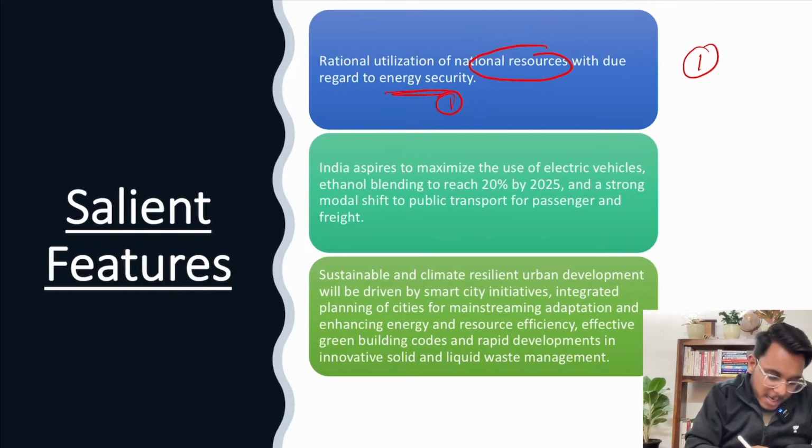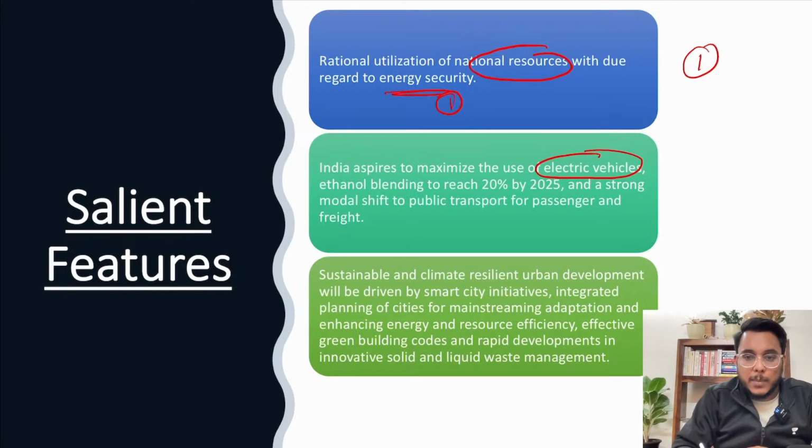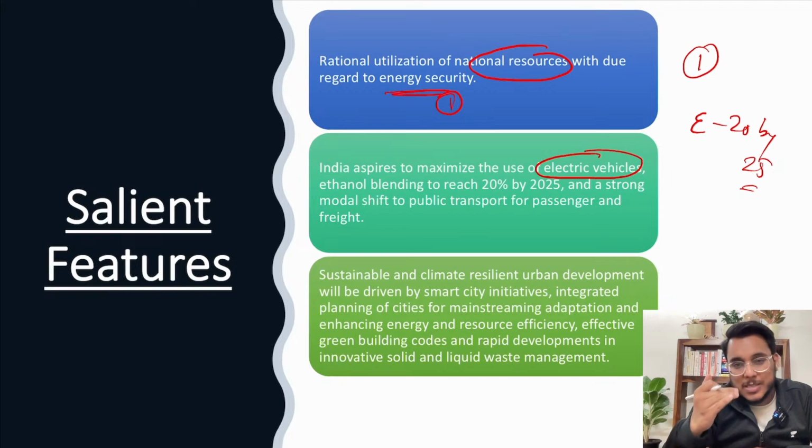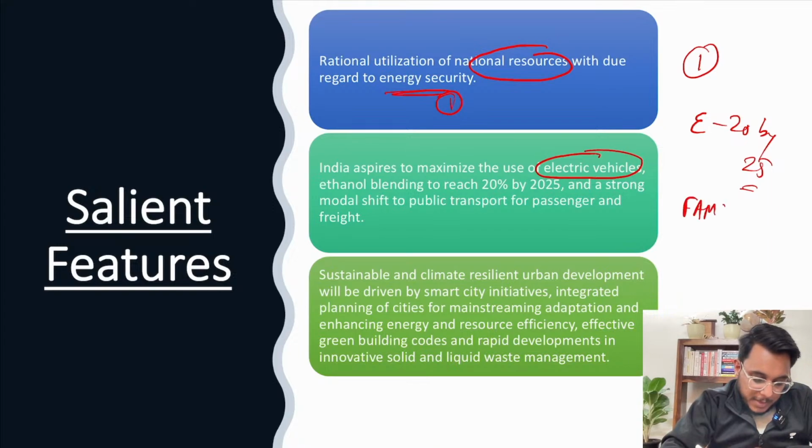The second thing is that India also aspires to maximize the use of electric vehicles, and in this capacity, number one, we are running the ethanol blending program, the E20 by 25 program, where by 2025 in all petrol 20% ethanol blending will be done. And second, electric vehicles are also being supported. For that, the government is running multiple schemes also. For example, the FAME scheme phase 2 has recently been started.